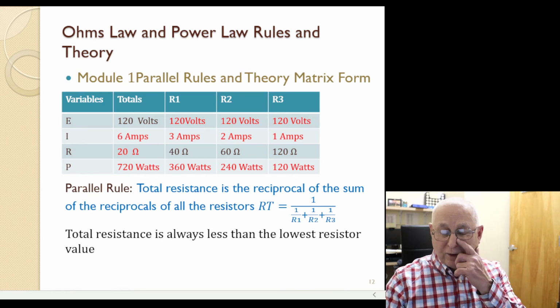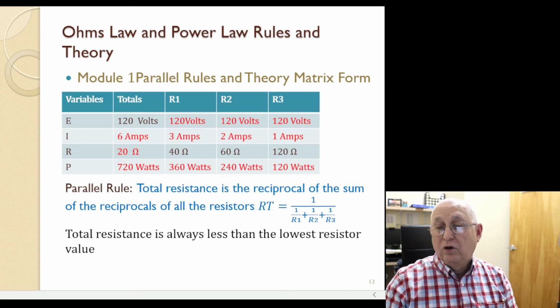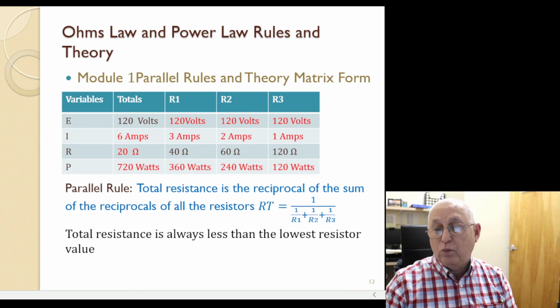And in a parallel circuit, the current is the summation of all the currents. 1 plus 2 plus 3 equals 6 amps. Now I can find this resistance using the Ohm's Law formula. 120 divided by 6 equals 20 ohms. 6 times 120, this is for the power, equals 720 watts. 3 times 120 equals 360 watts. 2 times 120 equals 240 watts. And 1 times 120 equals 120 watts. 120 plus 240 plus 360 equals 720.